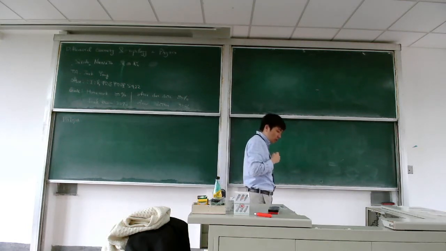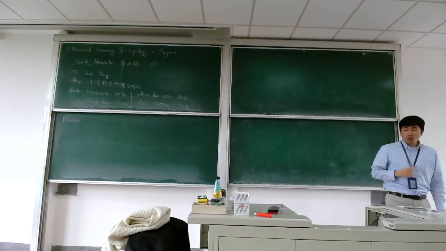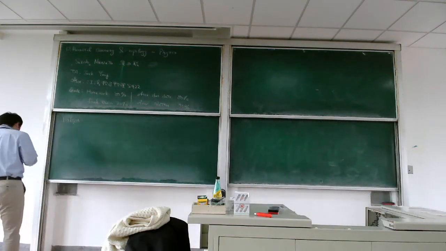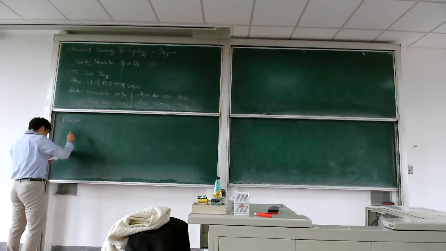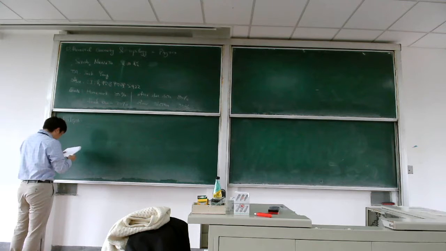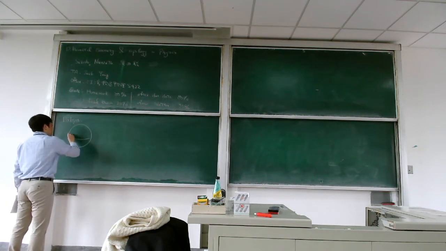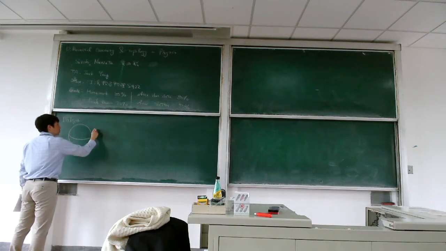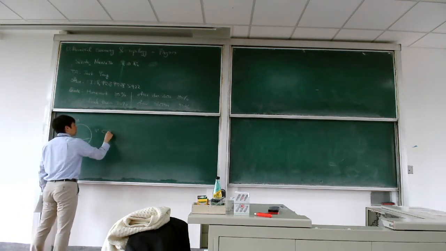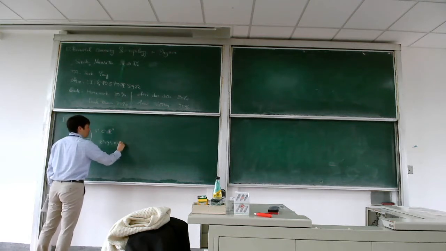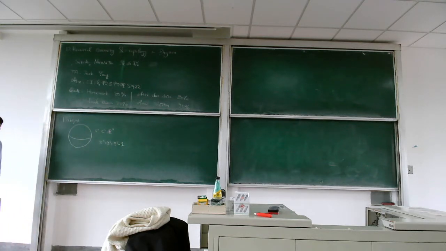So first I want to talk about the basic so-called topological invariant called the Euler characteristic. For instance, you are familiar with the so-called two-dimensional sphere, which is defined inside R3 by x squared plus y squared plus z squared is equal to, say, 1. This is called the two-sphere.